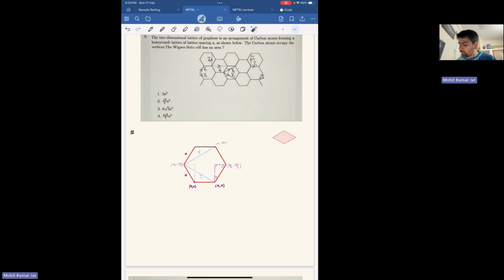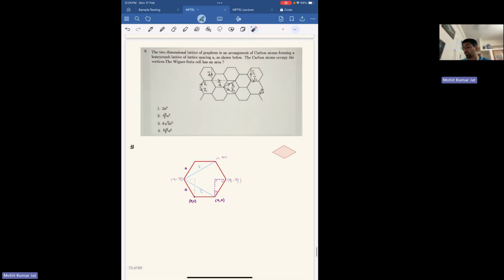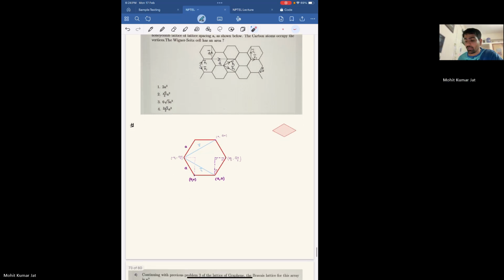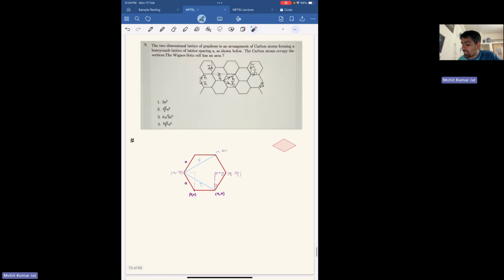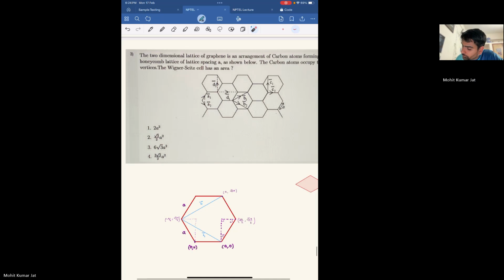Now coming to this. This is the lattice of the graphene, which is a honeycomb lattice. This itself is not a Bravais lattice, but it is made up of two Bravais lattices. Basically, two atoms in a unit cell will be there, and that's how it is made. Now, coming to the question which has been asked, what is the Wigner-Seitz cell in this given scenario? So, a is the lattice constant, the distance between the neighboring carbon atoms.